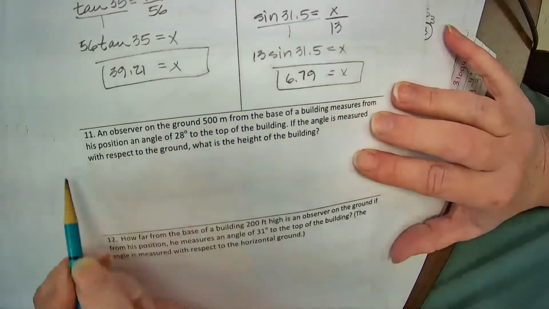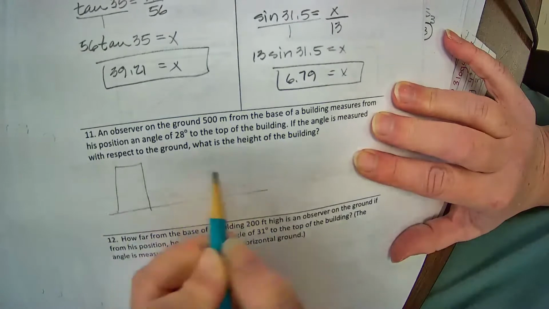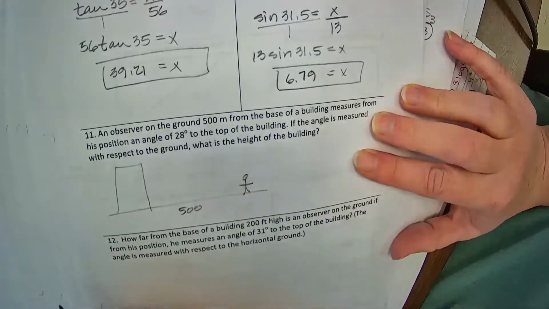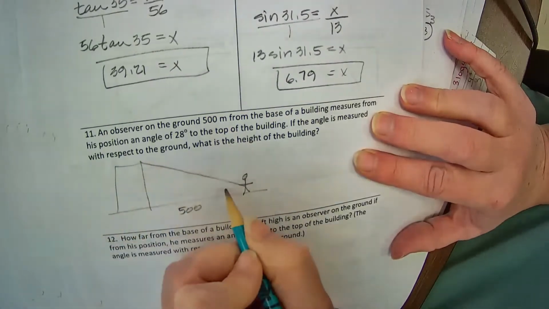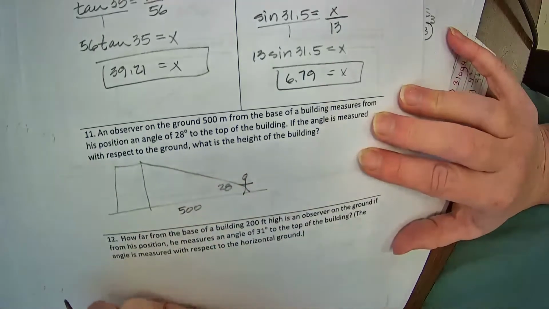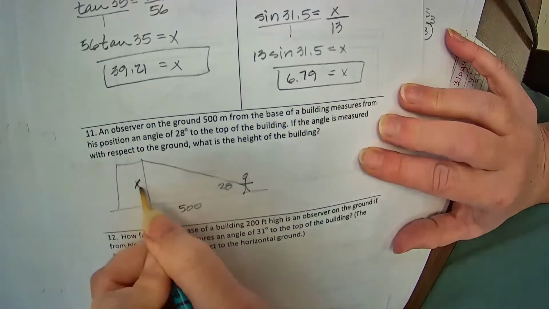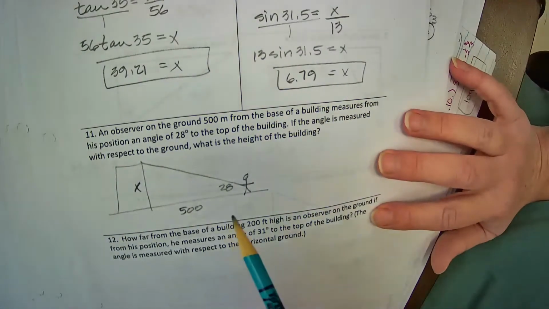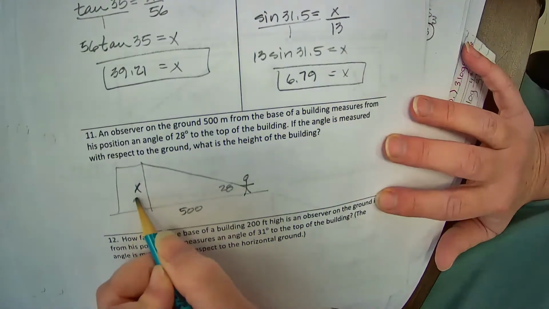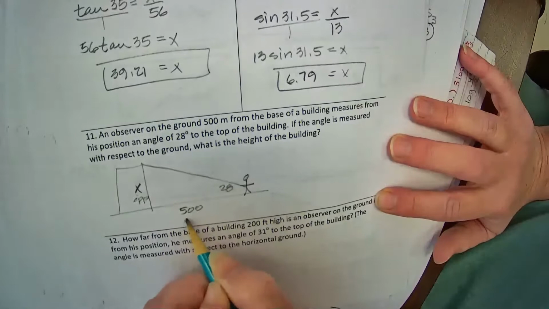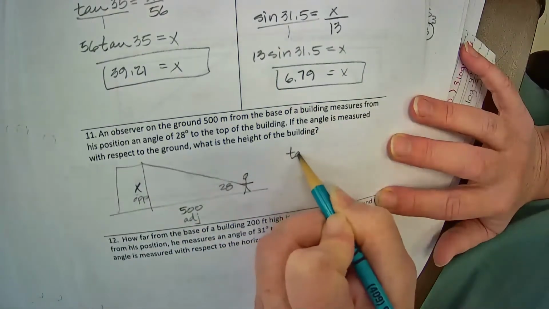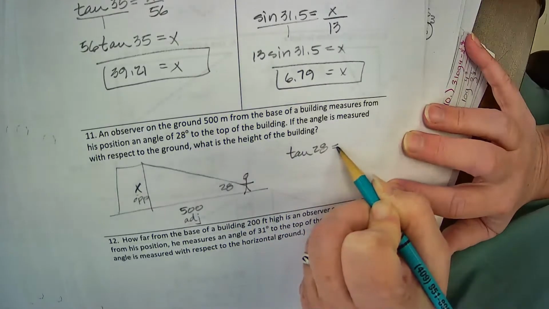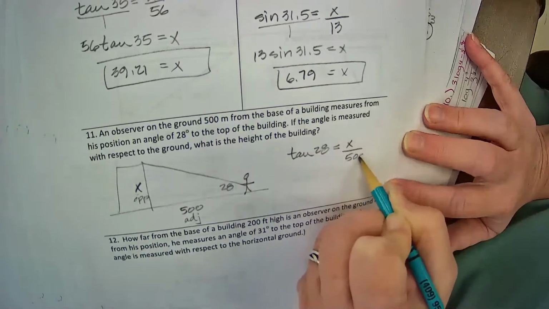Okay. An observer on the ground 500 meters from the base of a building has an angle of 28 degrees up to the top of the building. What is the height? All right. So, what's the x? Opposite. What's the 500? Adjacent. So, tangent of 28 equals what over what? X over 500.